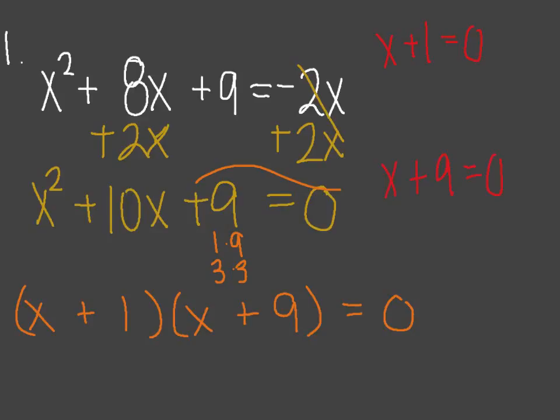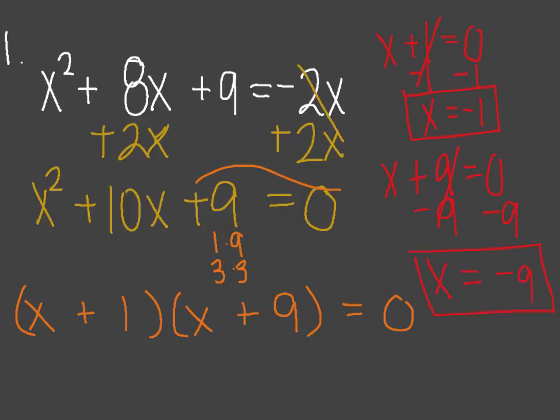I need to get my variable by itself. So I subtract 1 from both sides. My 1's cancel, and I'm left with x equals negative 1. So that's my first answer, my first 0. For my other one, I subtract 9 from both sides. My 9 will cancel. I'm left with x equals negative 9.